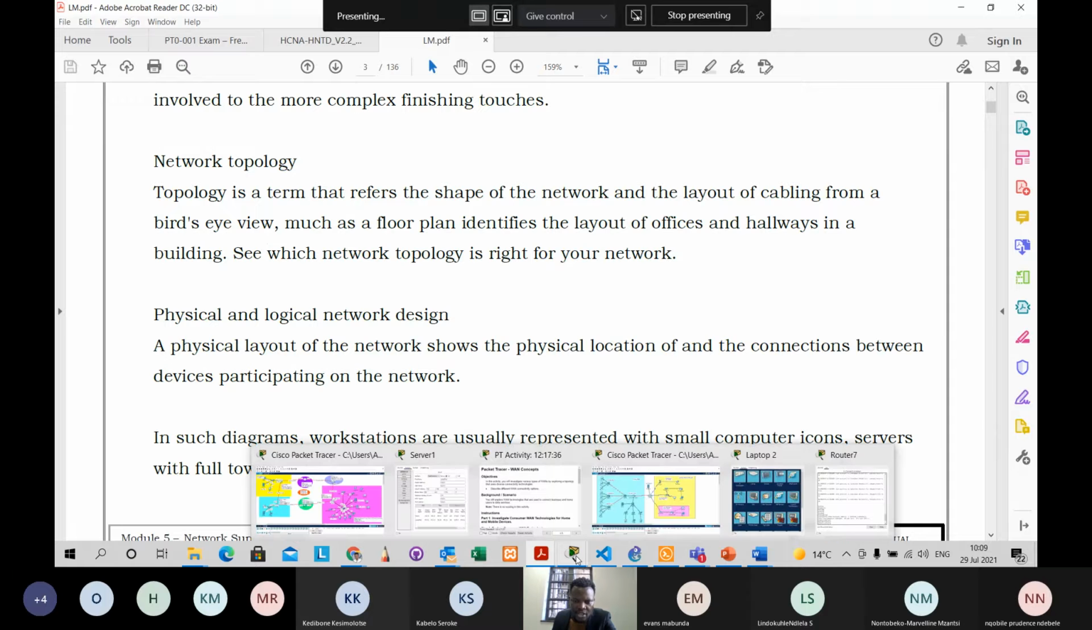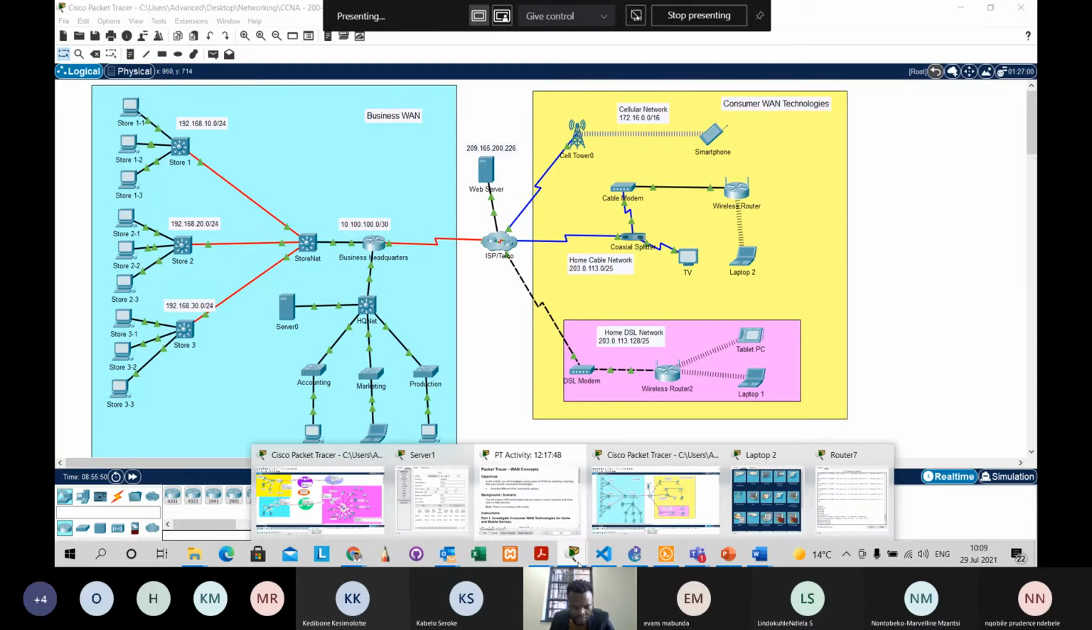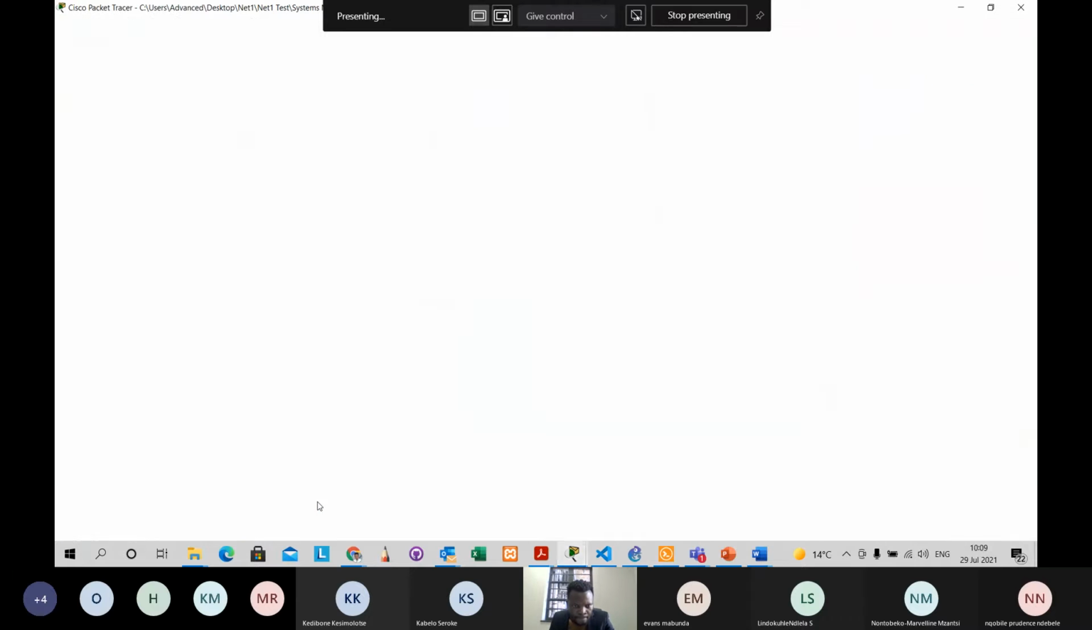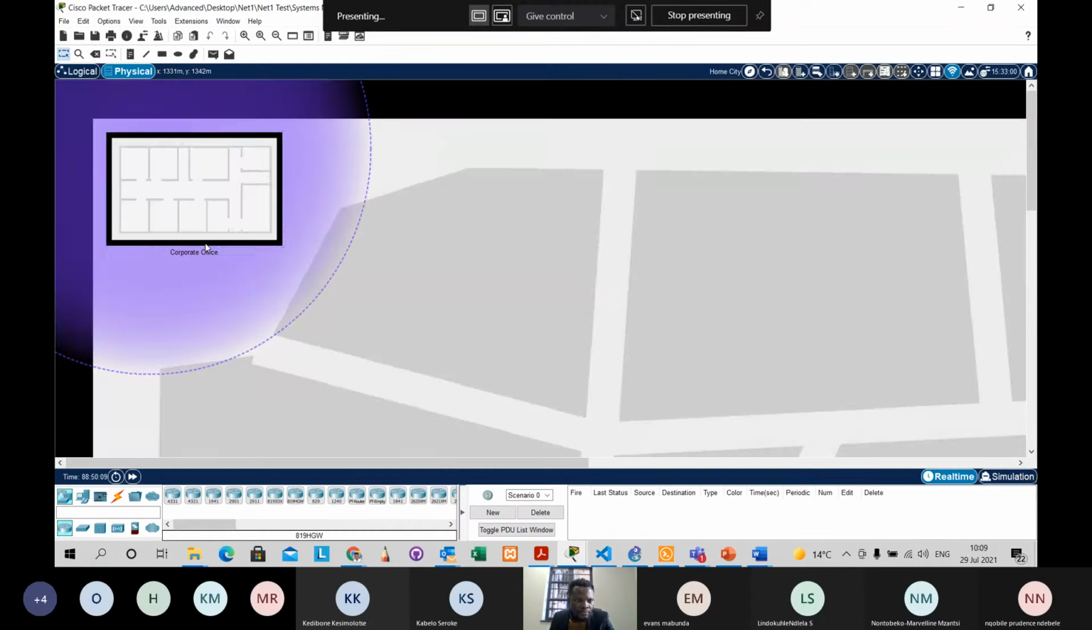Let me see if I can show you the physical. So now on this topology, we call this the logical topology. The physical, let me see if I can build a physical. Okay, let me see if I can show you the physical.